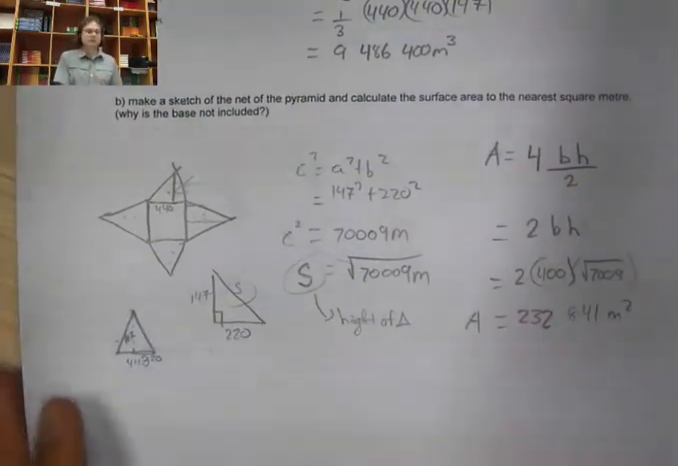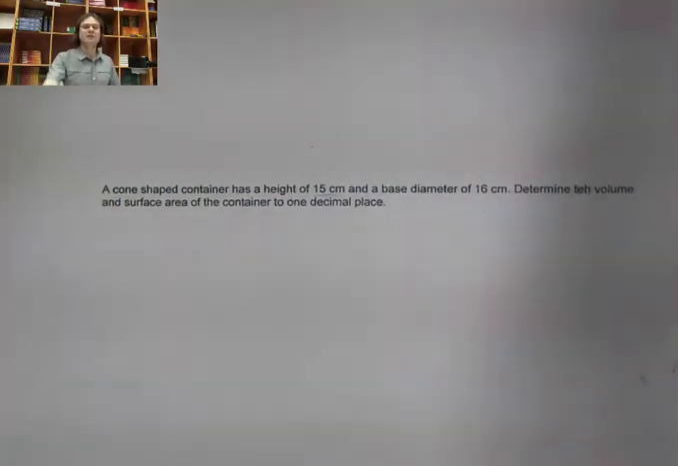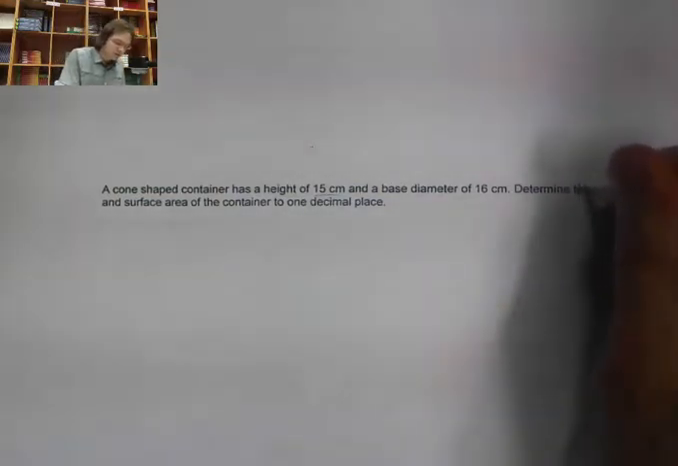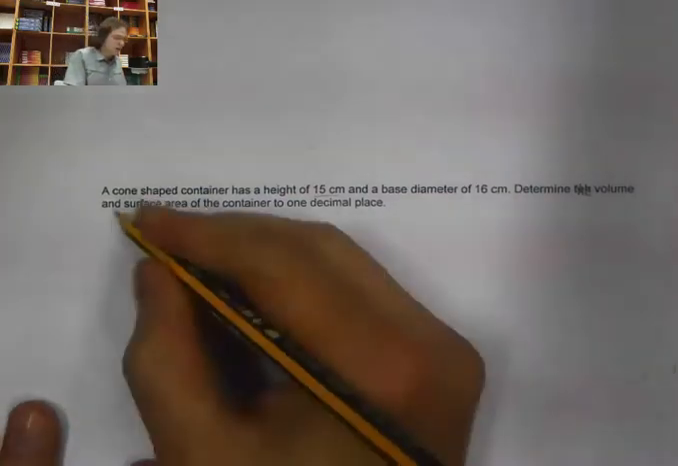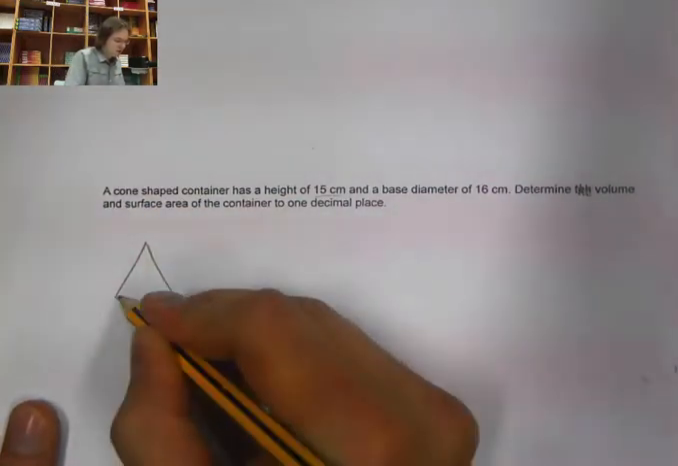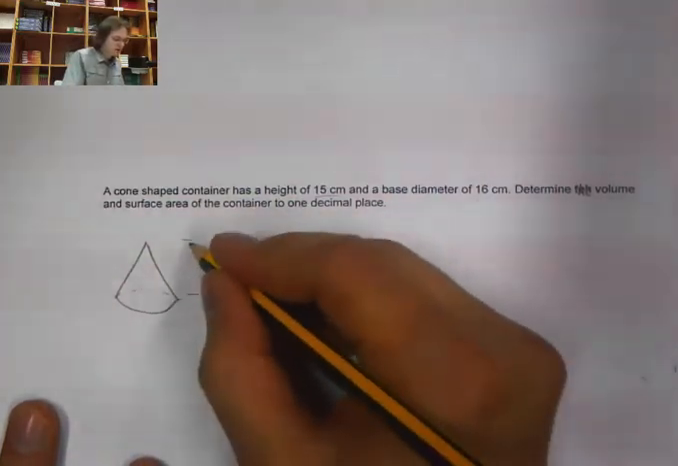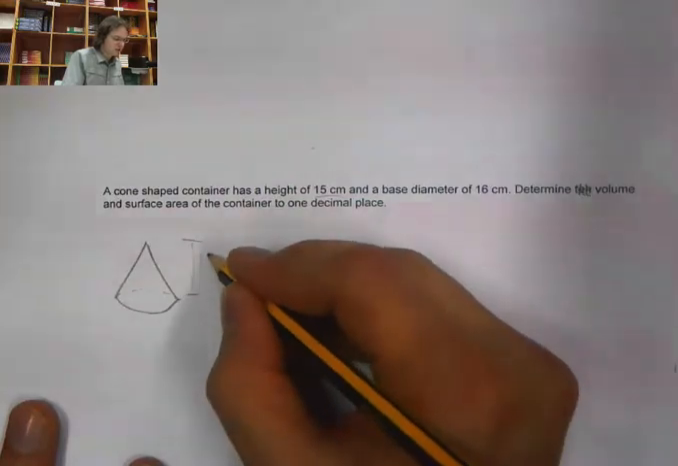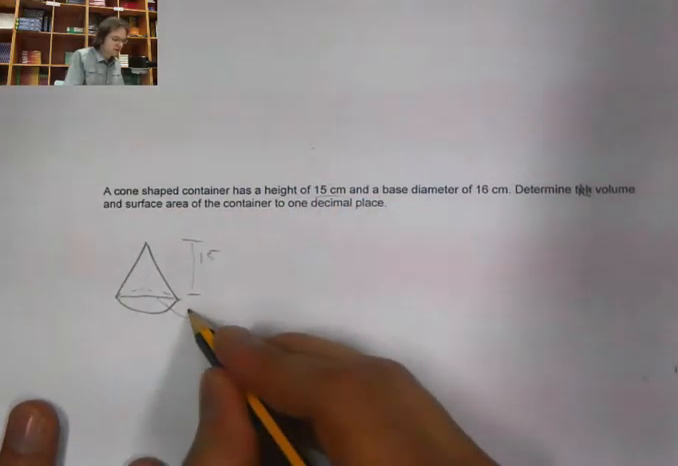And that is going to be my area. Okay? And that's it. Okay, so now we have a cone-shaped object with a height of 15 centimeters and a base diameter of 16. So it wants us to determine the volume and surface area of the cone to 1 decimal place. So we draw this out. I'm going to have a cone that looks like this, right? Height is 15, and my diameter is 16.